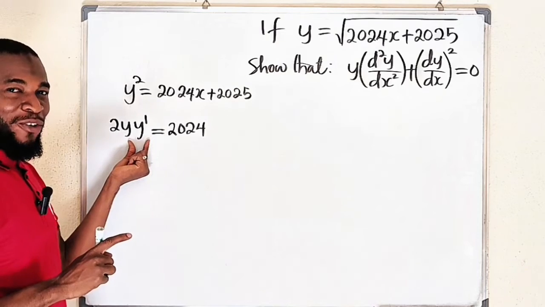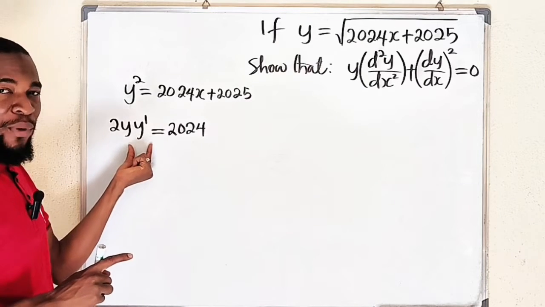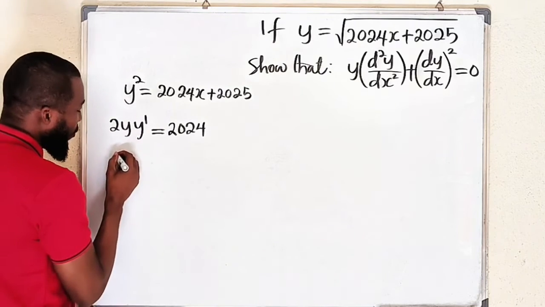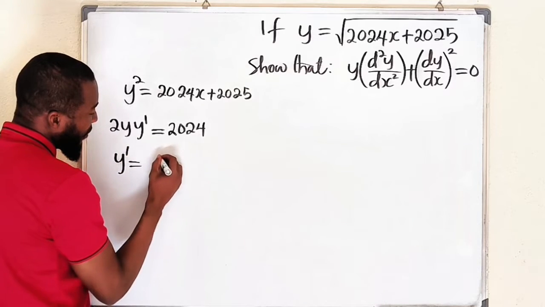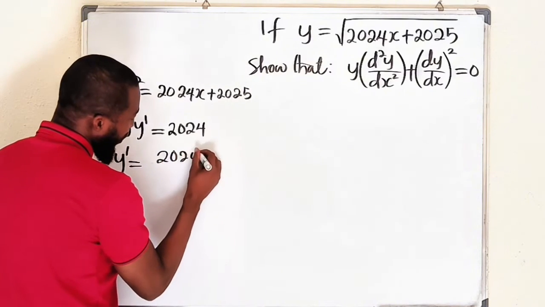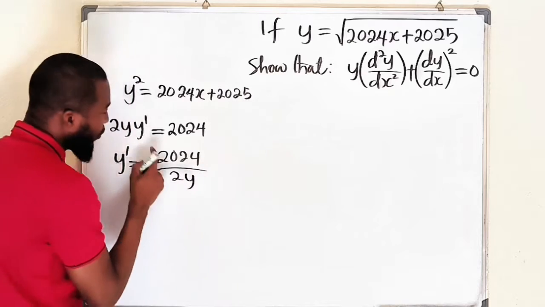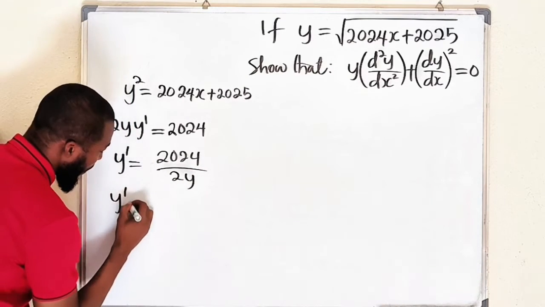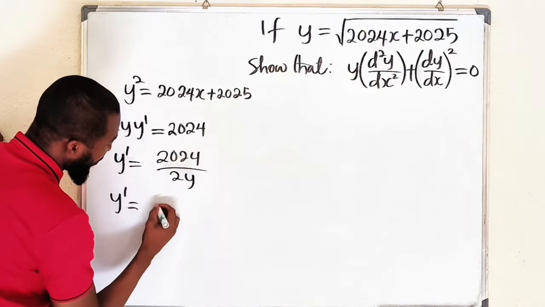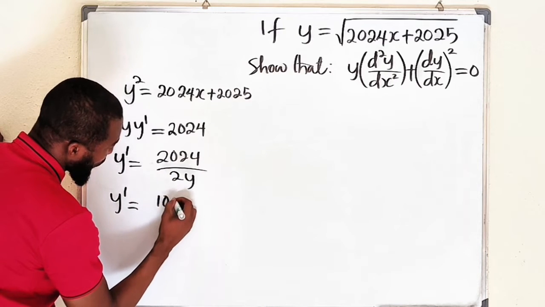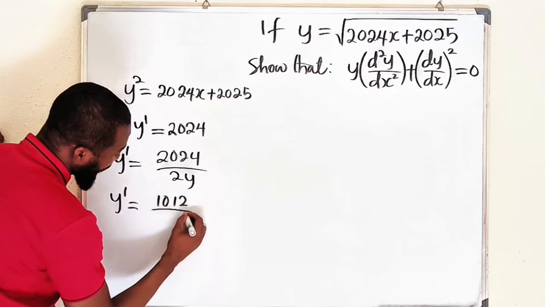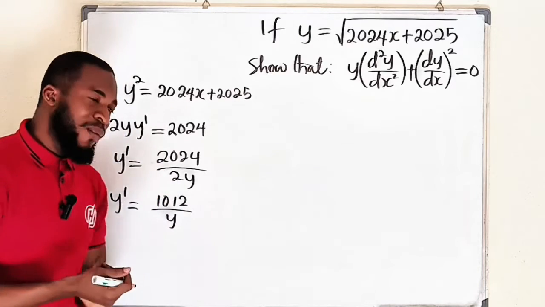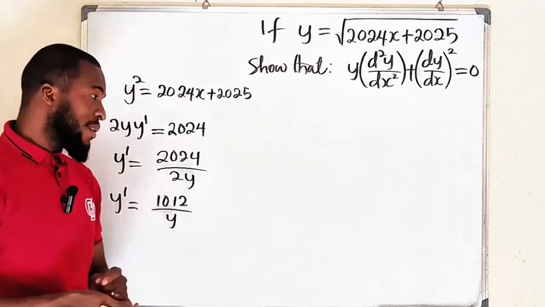But we are not done yet. We have to make y prime the subject, which is our what? dy over dx is equal to 2024 divided by what? 2y, which is the coefficient of y prime. Y prime is equal to, 2 can divide this exactly, 1012 divided by y. So we are done with the first derivative.